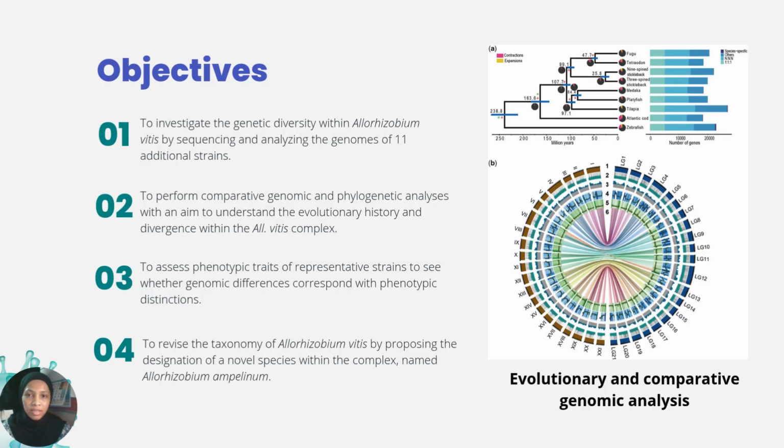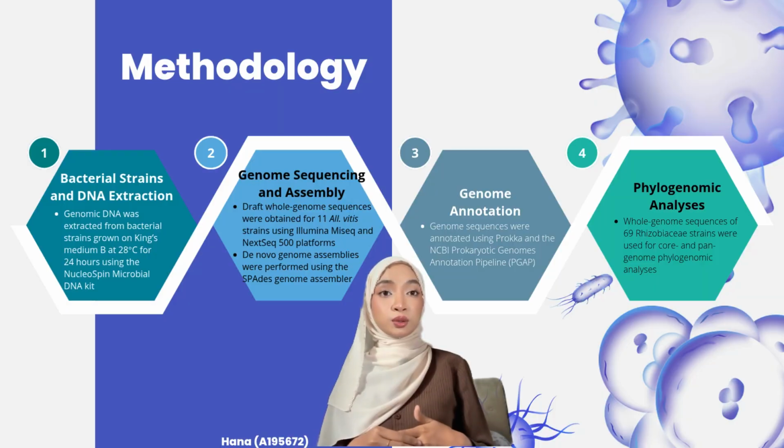There are four objectives in this study. The first one is to investigate the genetic diversity within Allorhizobium vitis by sequencing and analyzing the genomes of 11 additional strains. Next, to perform comparative genomic and phylogenetic analysis with an aim to understand the evolutionary history and divergence within the Allorhizobium vitis complex. The third one is to assess phenotypic traits of representative strains to see whether genomic differences correspond with phenotypic distinction. And lastly, to revise the taxonomy of Allorhizobium vitis by proposing the designation of a novel species within the complex named Allorhizobium ampelinum. Next, we move to the methodology used in this research.